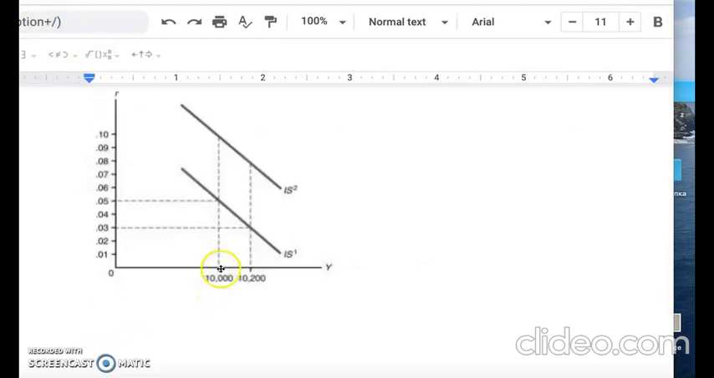Here you can see that when we have 10,000 of output, our interest rate will be 0.05, which is 5%, and when our output is 10,200, then r is 0.03. Then we connect these two points, and we will have the IS curve.